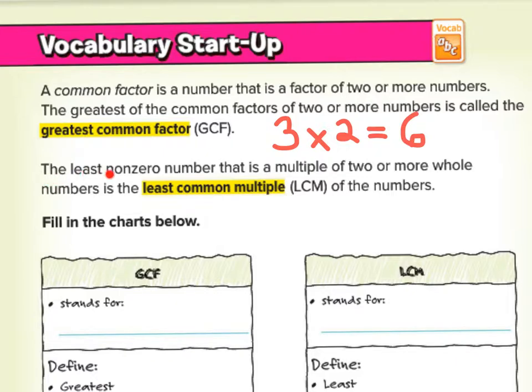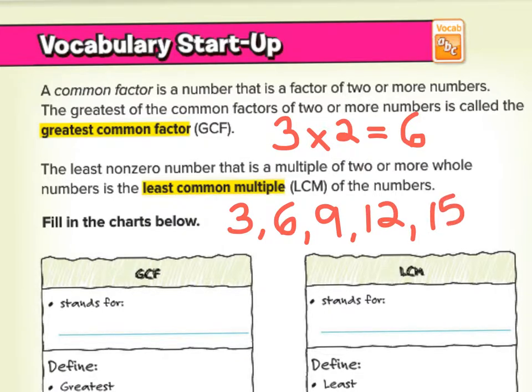The least non-zero number that is a multiple of 2 or more whole numbers is the least common multiple, LCM, of the numbers. When we talk about multiples, we're saying, for example, some of you know how to count by multiples of 3. The first multiple of 3 is 3. That's the first one. And then another 3 would be 6, right? And then if I add another 3, 9, and another one, 12, and another one, 15, and so on. These are multiples. Here I am counting by multiples of 3.